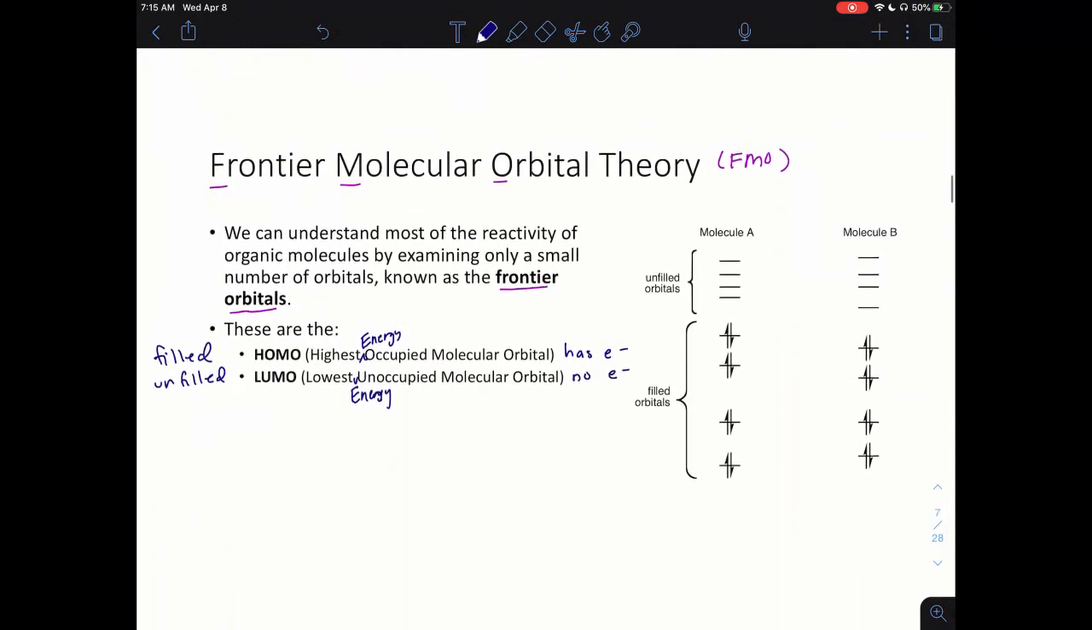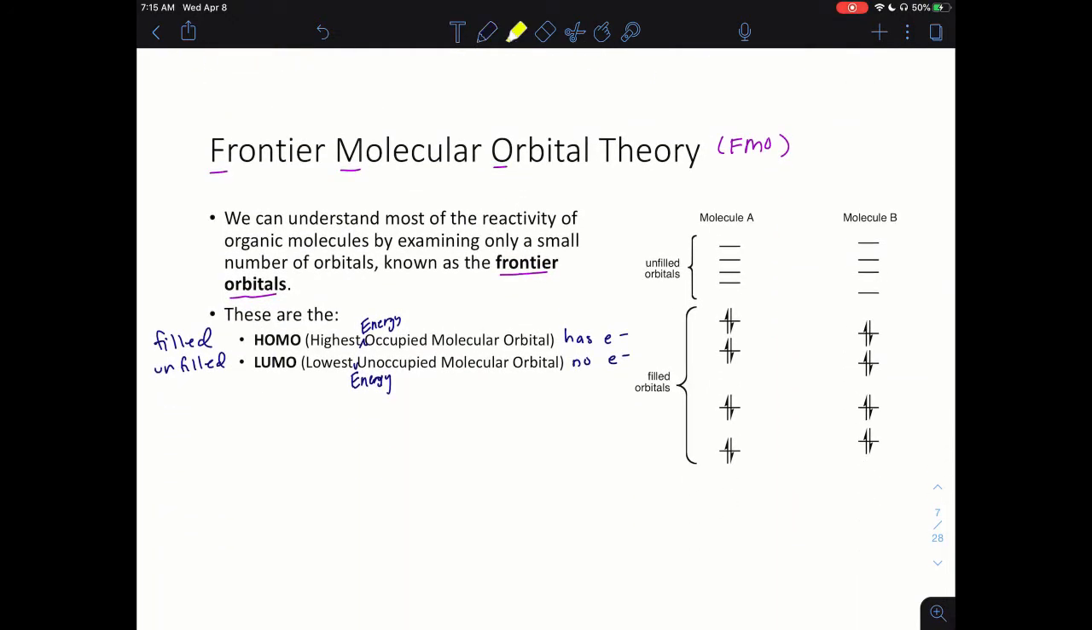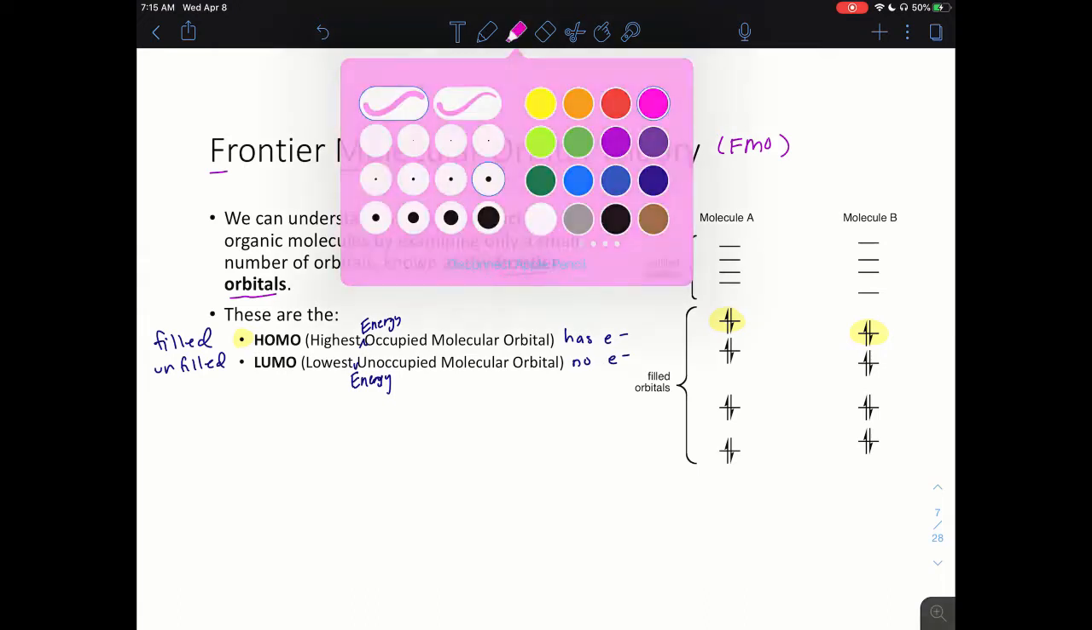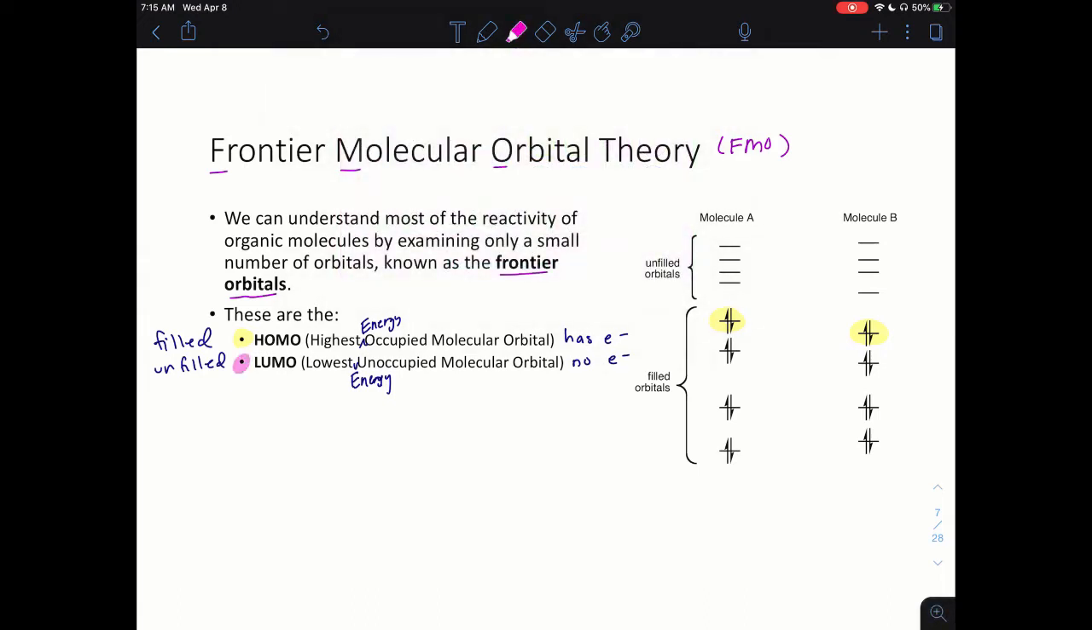Okay, so for molecule A, this is the HOMO. For molecule B, this is the HOMO, the highest energy filled molecular orbital. For molecule A, this is the LUMO. For molecule B, that is the LUMO. So what that means is that we only have to consider this interaction and this interaction.